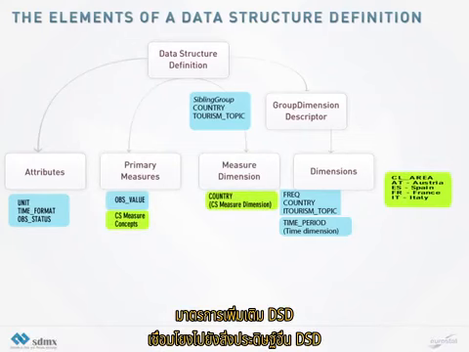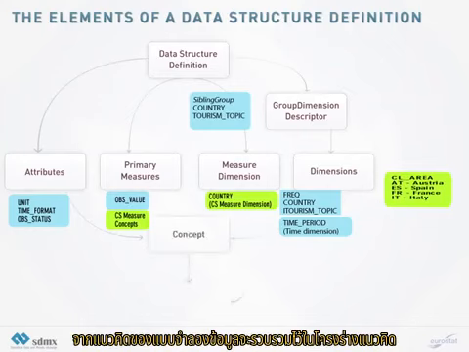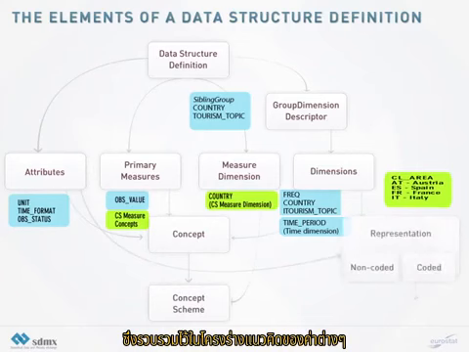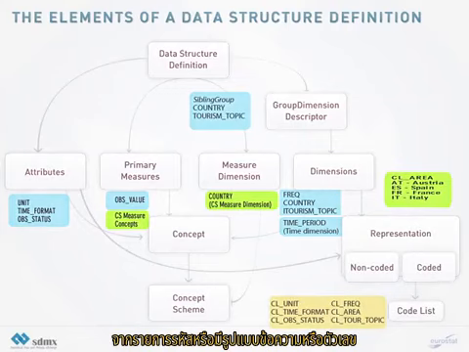The DSD links to other artifacts from the information model. Concepts are gathered in concept schemes. The values of a concept in a data set are taken from code lists or have text or numeric formats.